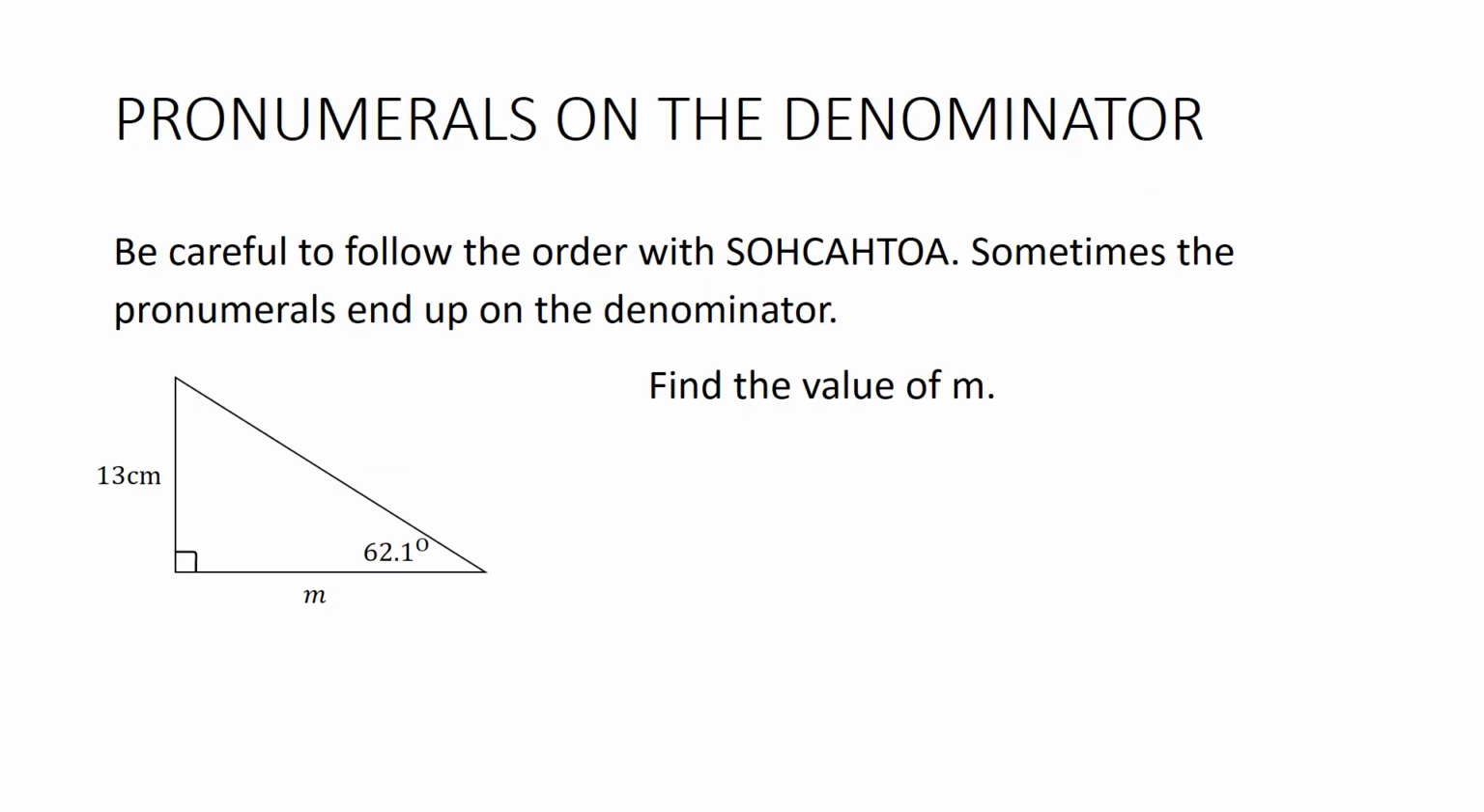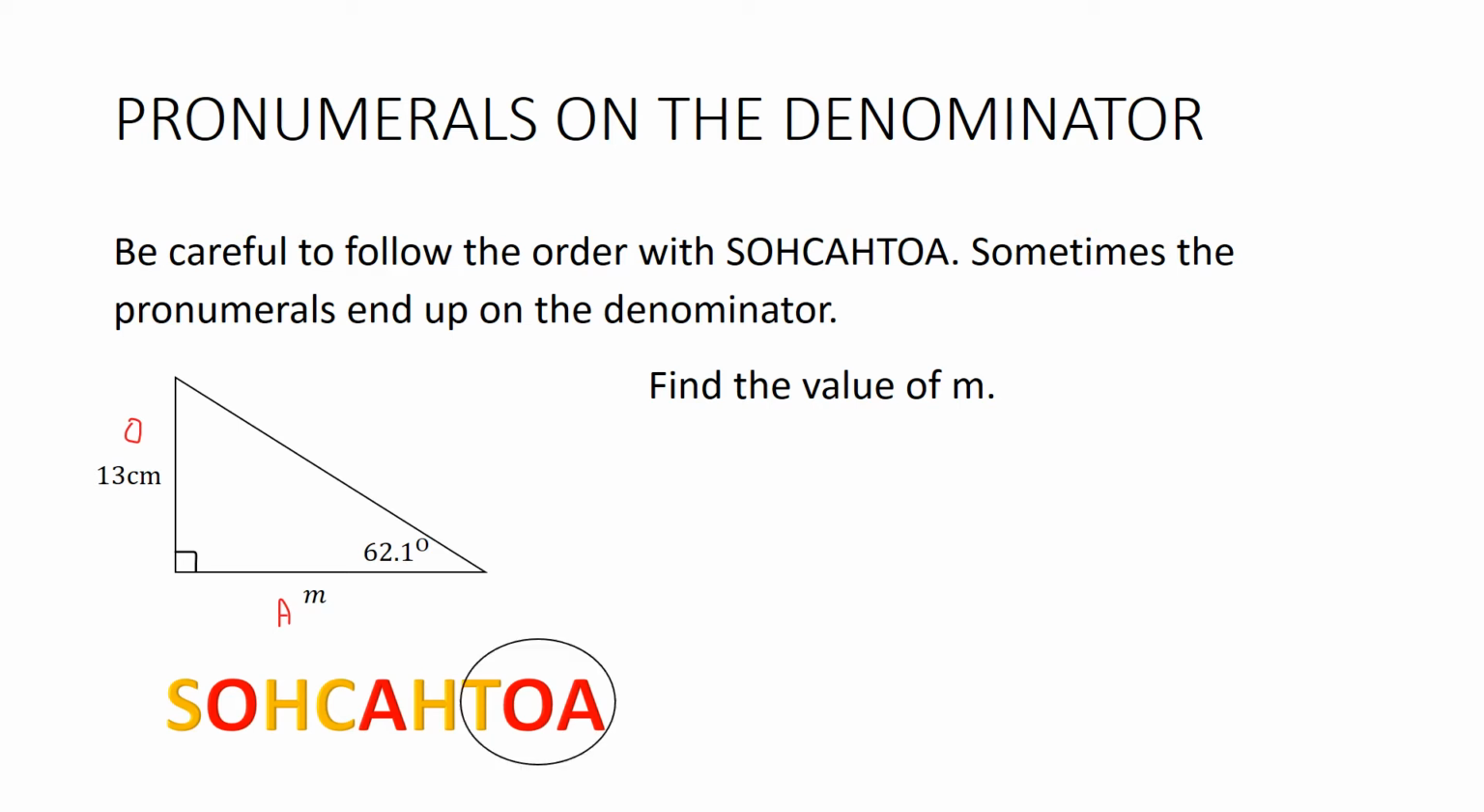Be careful to follow the order with SOHCAHTOA because sometimes the pronumerals can end up on the denominator. Here's an example. Find the value of m. So we go through and we label the sides. In this case, we don't have the hypotenuse. We've got the opposite side and the adjacent side. So looking at SOHCAHTOA, we're going to use tan. And this tells us the order. Tan of the angle equals opposite over adjacent. So tan 62.1 equals opposite, which is 13, over adjacent, which is m.